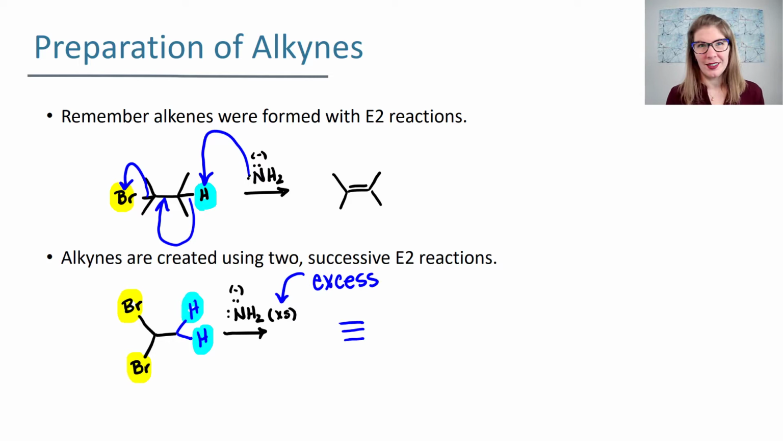of your strong base. Now, make sure that you know how your instructor or your textbook draws out the fact that you have extra of something. Some people will balance chemical equations. Some people will write excess in parentheses. Some people will write the letters X and S as the abbreviation for the word excess. Just make sure you're aware of how it's being communicated to you.